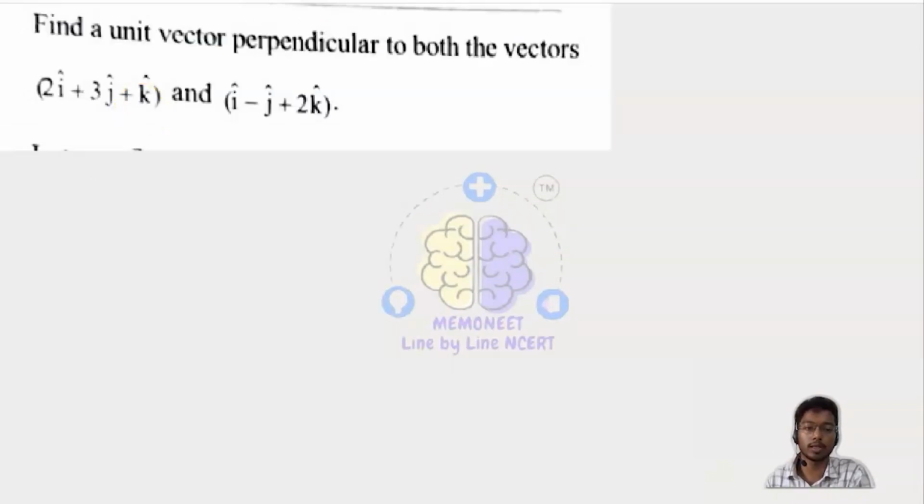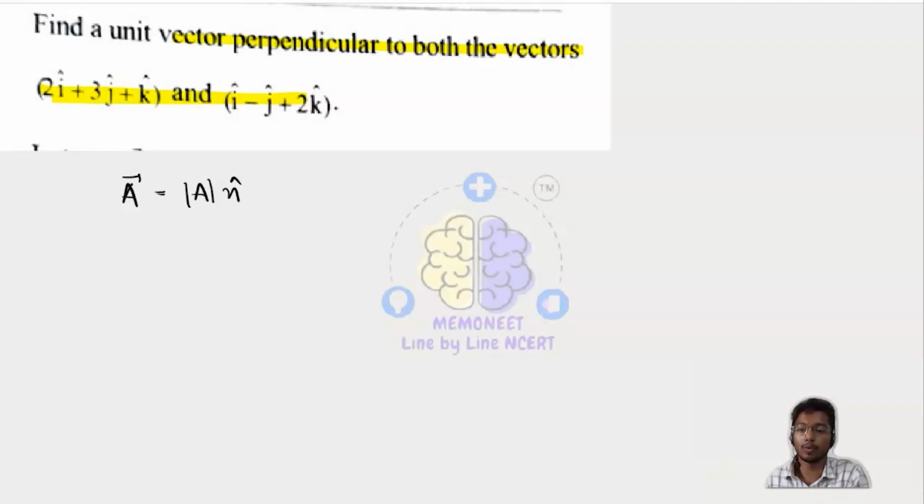Here is another question: find a unit vector perpendicular to both the vectors. We know the formula: a vector is equal to a magnitude into n cap. We have to find the unit vector which is perpendicular to both the vectors.